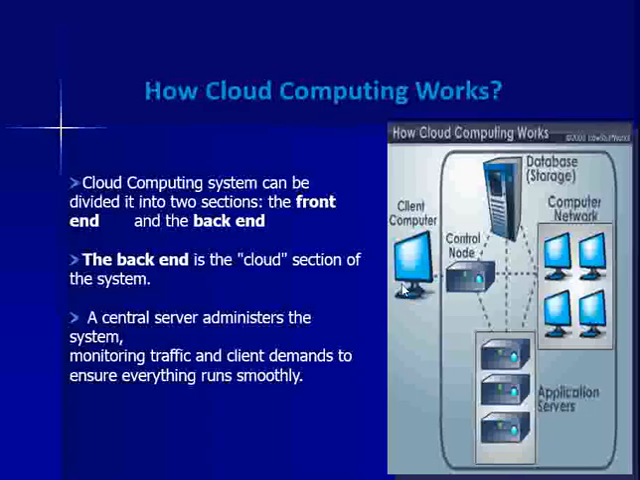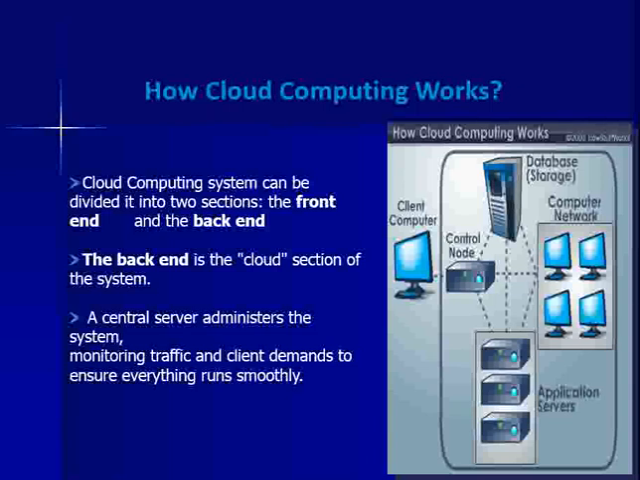Next we'll discuss how cloud computing actually works. The figure given describes the working of cloud computing. It shows how an end user can use the services of cloud computing. Basically, the cloud computing system can be divided into two sections. First is the front end, and second is the back end. They are both connected to each other through a computer network, which is usually the internet.